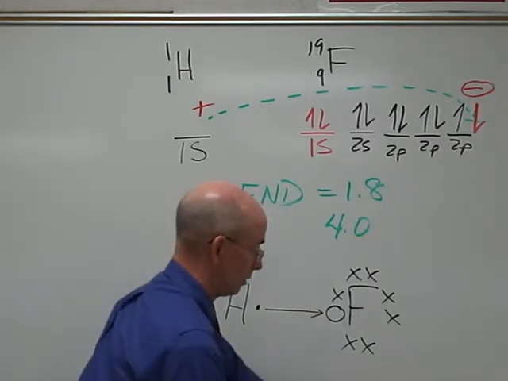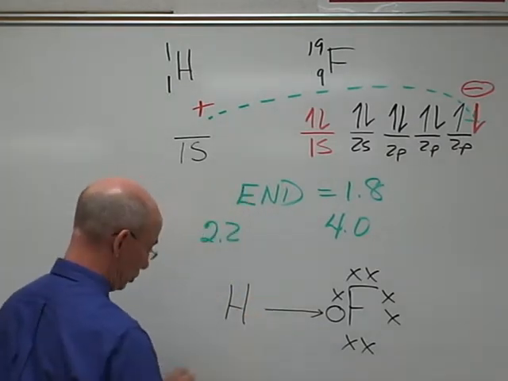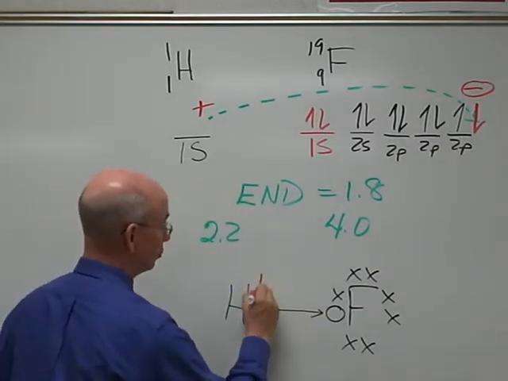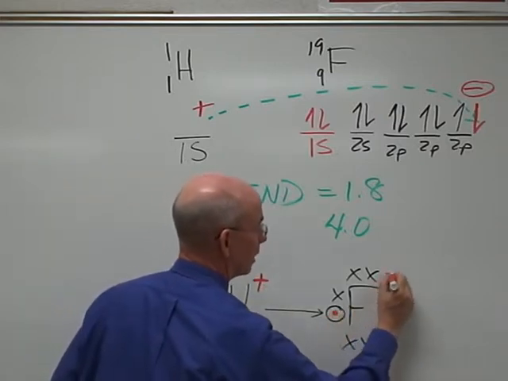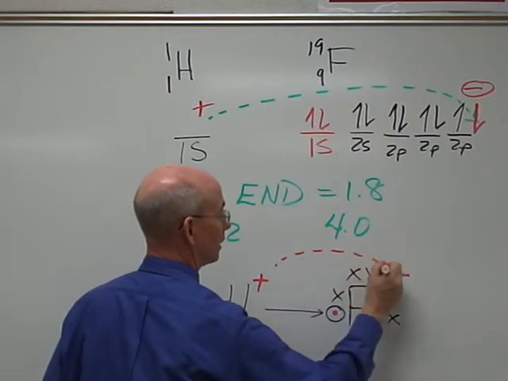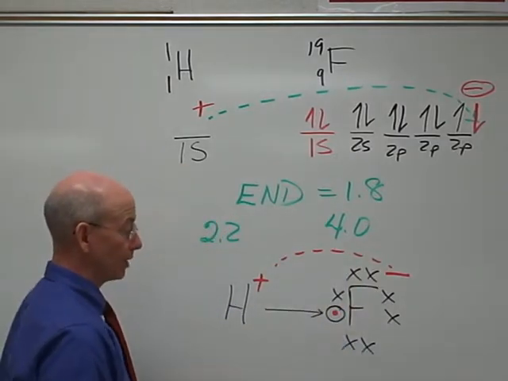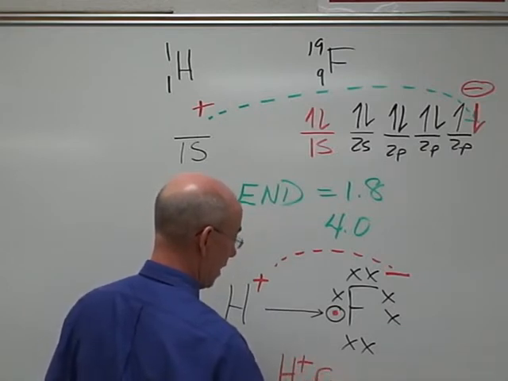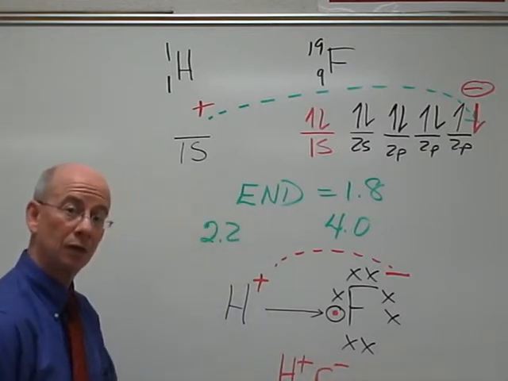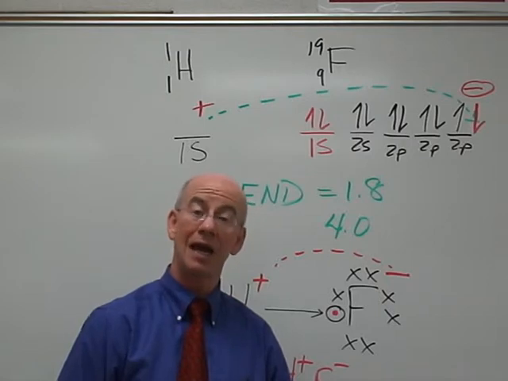Okay, and let's do that. The electron transfers. As soon as it leaves hydrogen, hydrogen becomes +1. As soon as fluorine gets it, it becomes -1. And there's the electrostatic attraction. And to write the formula, we would write it as H plus F minus.